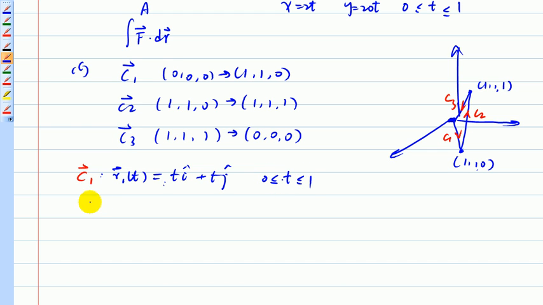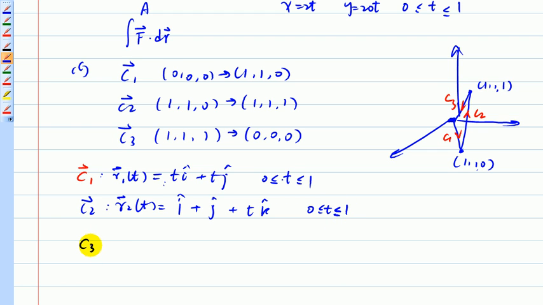For C2, it is from here to here. So the x and y values are kept at 1, 1, but the z value changes from 0 to 1. So r2 of t is going to be i hat plus j hat plus t k hat, where t changes from 0 to 1.